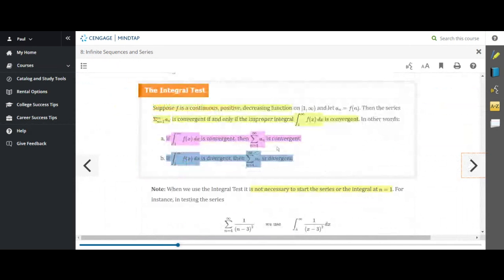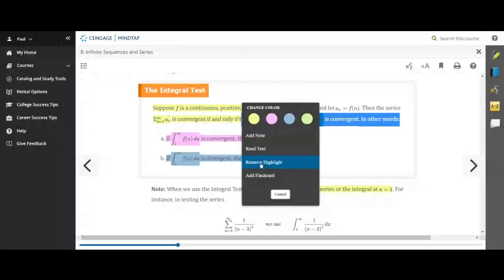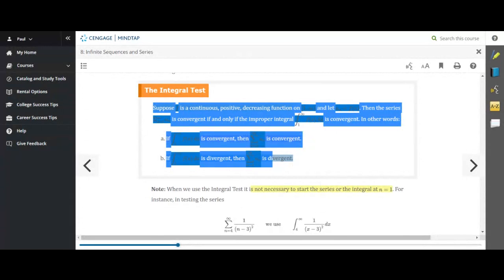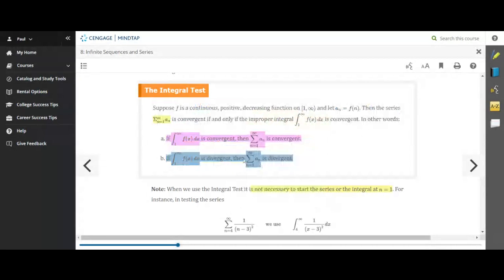The first test is called the integral test. Let me take off some of the highlighting here. The integral test relates to an integral. How many of you remember your improper integrals from section 5.10? You should remember them, right? You were just tested on them.